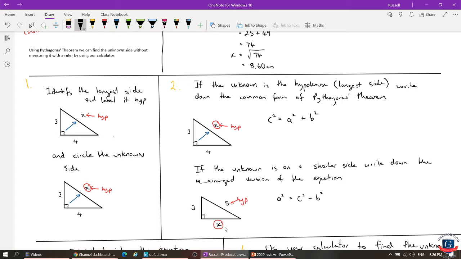If we're finding a shorter side, like in this case here, we've been given the hypotenuse, but we need to find that side there. Write this equation down. A squared equals c squared, the longest side, minus the other shorter side. So what we're going to do is put this 3 over here, x will go where the a is, and the 5 will go where the c is. Let's go and have a look and see that done.